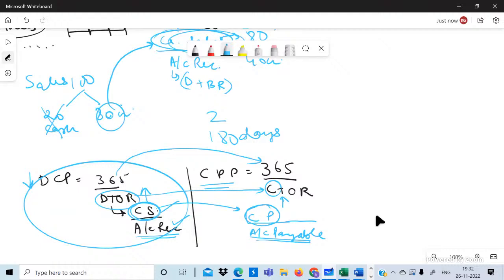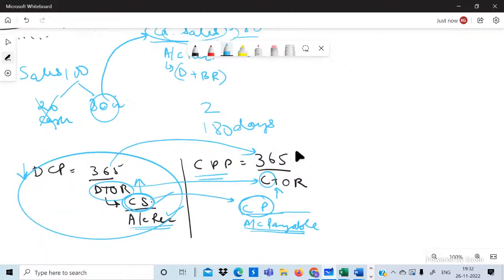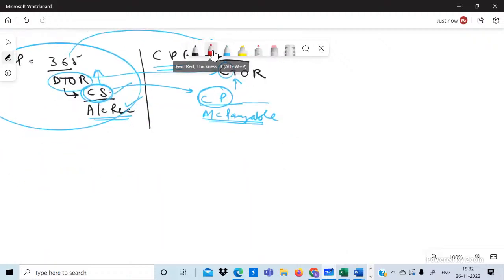Okay, got a question. Is credit sale not equal to accounts receivable? No. Can anyone tell me? It may or may not be the same. It's not necessary that it will always be the same. It may be the same, it may be different. How? Anyone? Credit sale and your debtors, they're not the same.